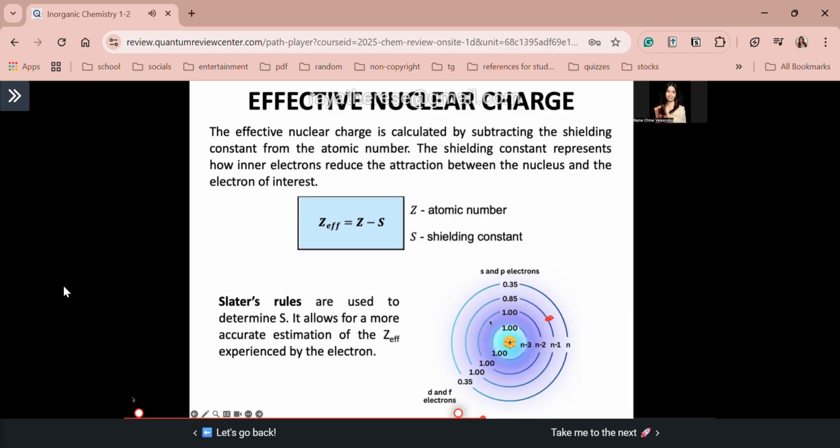Now, electrons that are closer to the nucleus, kunwari dito, may mga electrons ka dyan, contribute more significantly to the shielding constant. As you can see, 1 ang contribution nila. While those na mas malayo sa nucleus, or those on the same shell as the electron of interest, kunwari dito na shell, and n-1 shell, okay, they contribute less to the shielding constant, 0.85. Okay? Don't worry guys, ulit pa kayo. We will do this step by step.